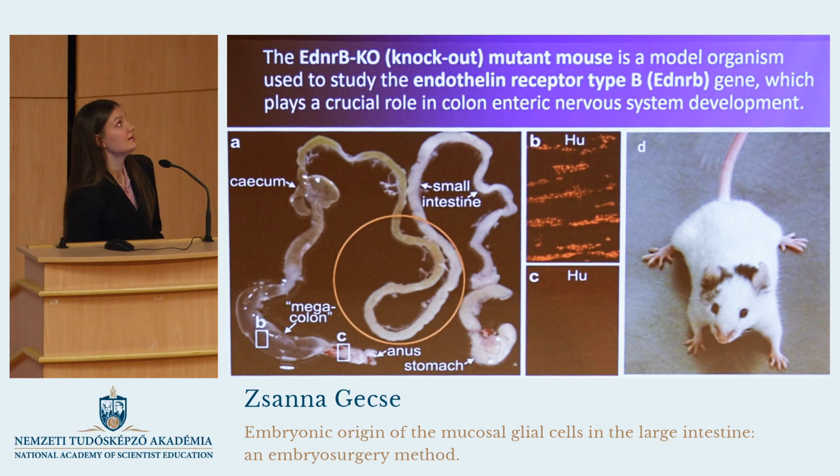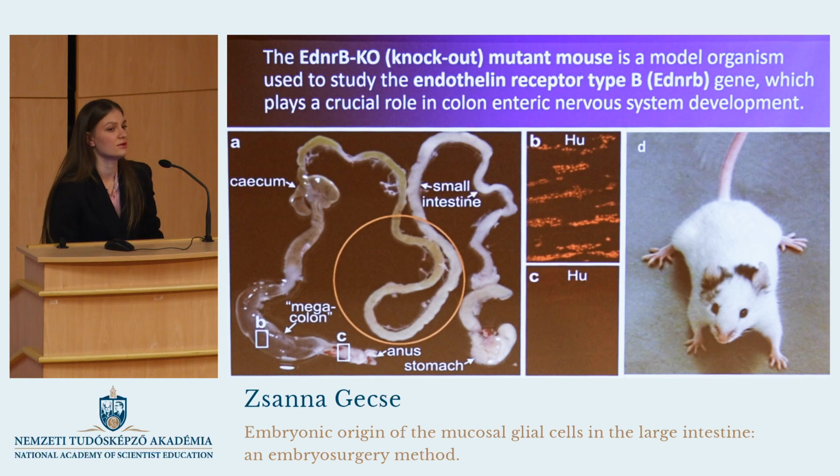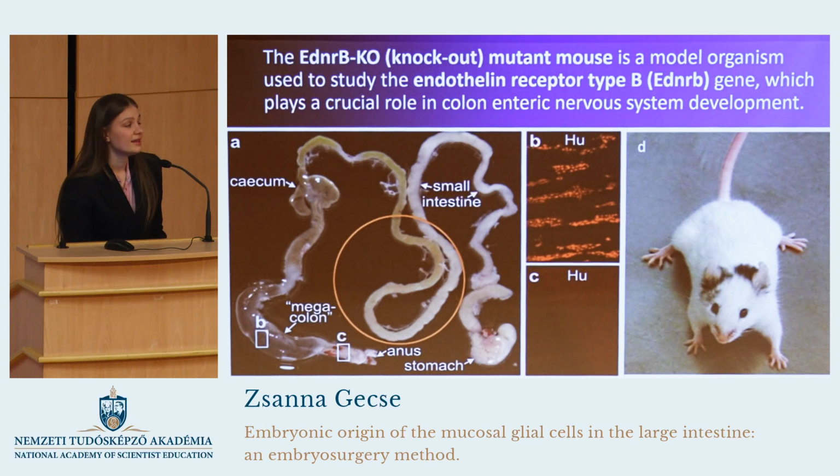We used EDNRB knockout mice, and what you should see here is that on the left-hand side at C, you can see the part that has the spasm, and before that at B, you can see the megacolon. Basically at B, with HU, we stained the neural elements, but in comparison at section C, you can't see any neural elements, which also validates our findings in the chicken embryos.